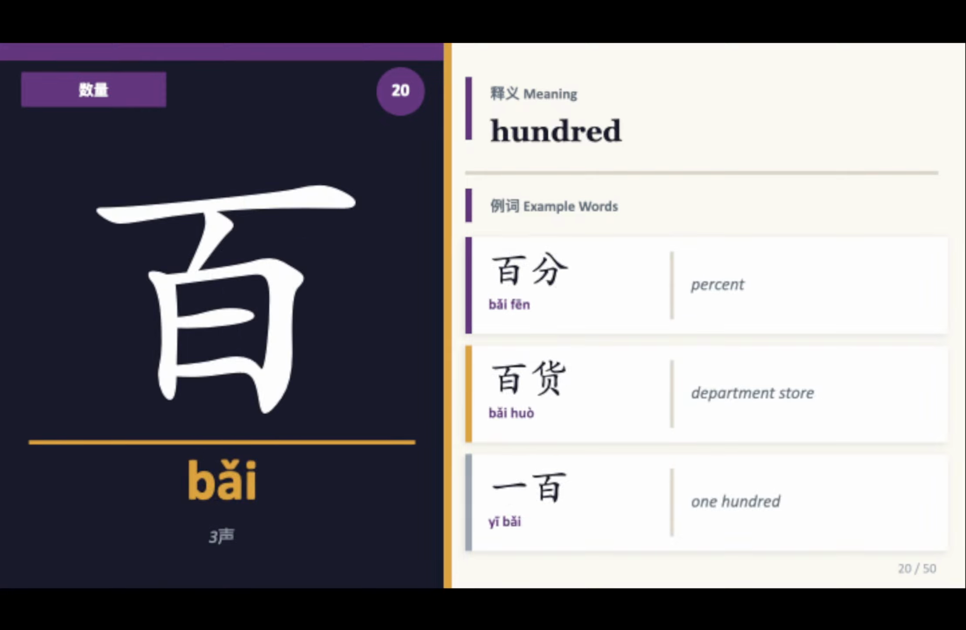Okay, this is 百, which means 100. 百 like 百分 like percent. 百货 department store. 100. Okay, let's write the numbers together.